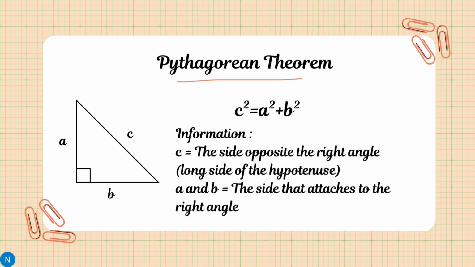Next, the formula applies: c squared equals a squared plus b squared. Information: c is the side opposite the right angle, the long side, the hypotenuse. A and b are the sides that attach to the right angle.